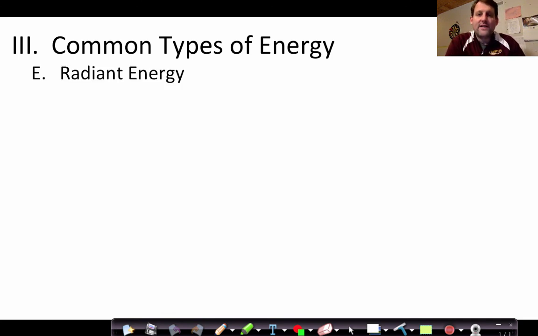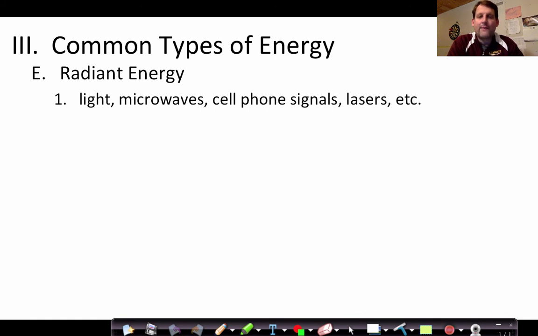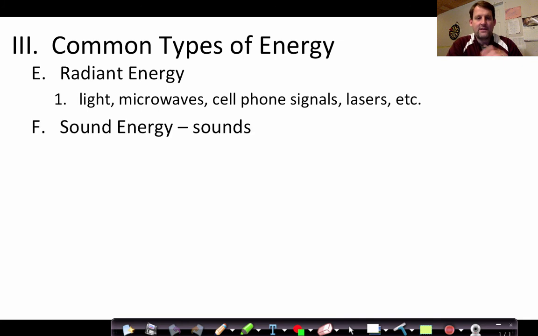So radiant energy, this is energy that's light. So light, microwave, cell phone, lasers, any kind of signal that you send across space is radiant energy. The heat you feel from the sun reaches the earth as radiant energy, so it travels as light to the earth from the sun. So anything light-based is going to be radiant energy, or heat-based that travels through the air. When you feel the heat radiating off of a fire, it's radiant energy. It's coming to you as light. It's infrared.